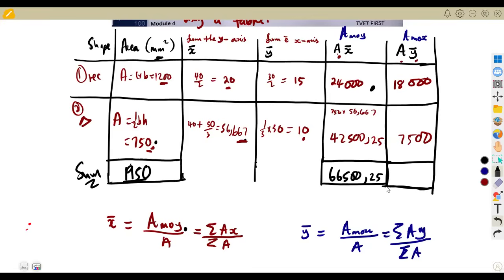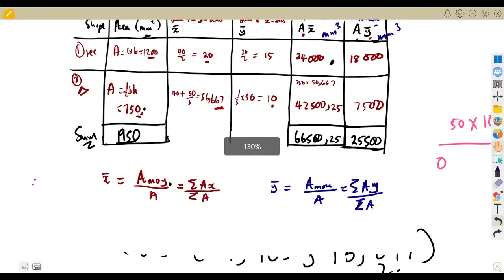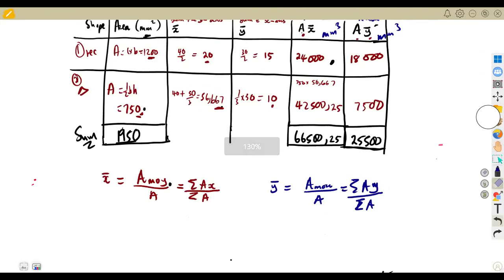All right. We do the same thing on the last part here. We need the area moment for the X, which is area times Y. We add 18,000 plus 7,500, which is going to give us 25,500. This is the area moment, and the units here are cubic millimeters, but that is not important because you just know it's going to be millimeters. All right, so this is what you're going to do now.